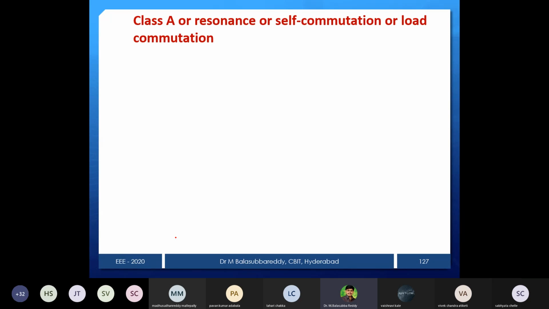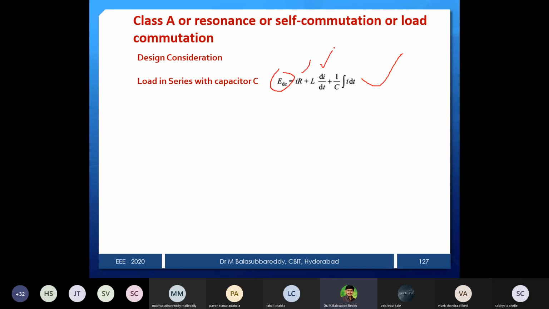Anyhow, we use these commutating elements in series with the load, so we can see that it is a series inverter. Now our commutation circuit is also like that. That is the reason this will be used in a series inverter. Now if you want to design the commutating elements or the current passing through them, it is a normal network problem. You can see that when supply is given, the input is VDC = Ri + L di/dt + (1/C)∫i dt.